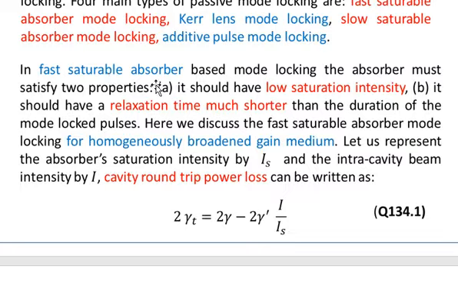In fast saturable absorber based mode locking, the absorber must satisfy two properties. Number A, it should have a low saturation intensity. B, it should have a relaxation time much shorter than the duration of the mode locking pulses.